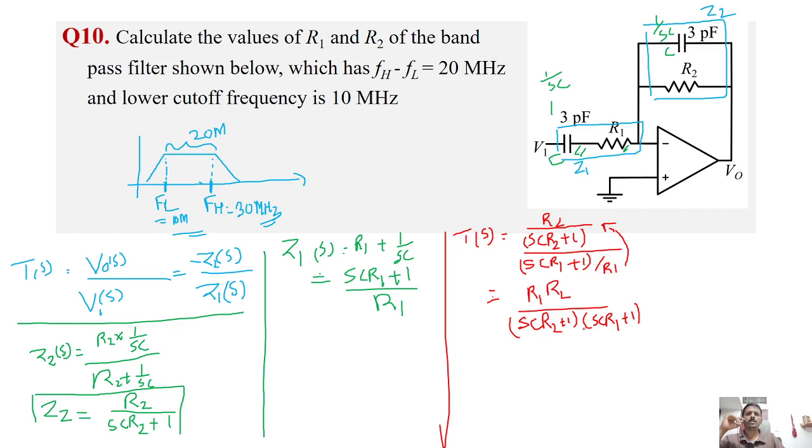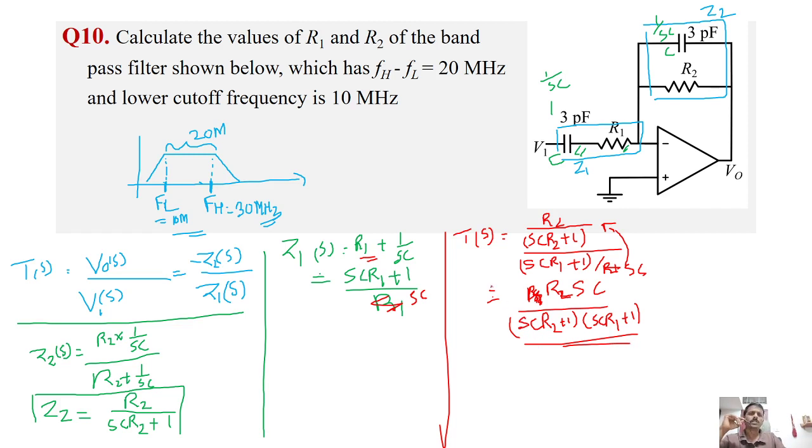I believe it's correct. Okay, I have made a mistake here. The denominator term is SC. I'm really sorry. So substituting here, it will be SC. So it's not R1, it is R2 into SC. Okay, R2 into SC. So this is the term that we get here.